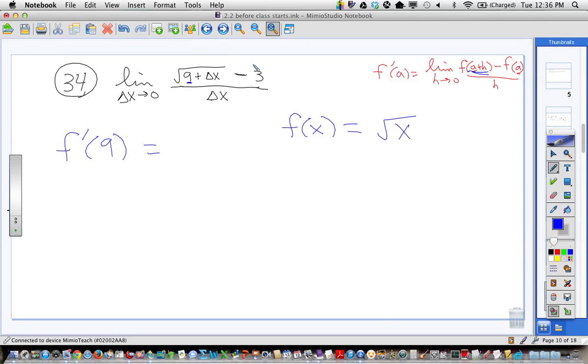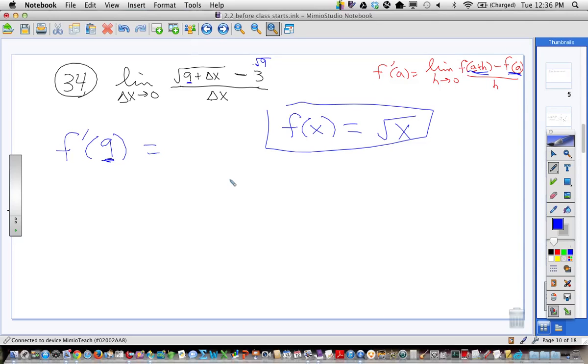Now, the other thing that fits, some of you are wondering about that 3. If a is 9 and the function is square root of x, what's f of 9? Square root of 9, right? It would have been easier if they would have wrote square root of 9 then, instead of the 3. It would have been less confusing. Okay? But square root of 9 is 3. So sure enough, this does look like that for this function and this a value.